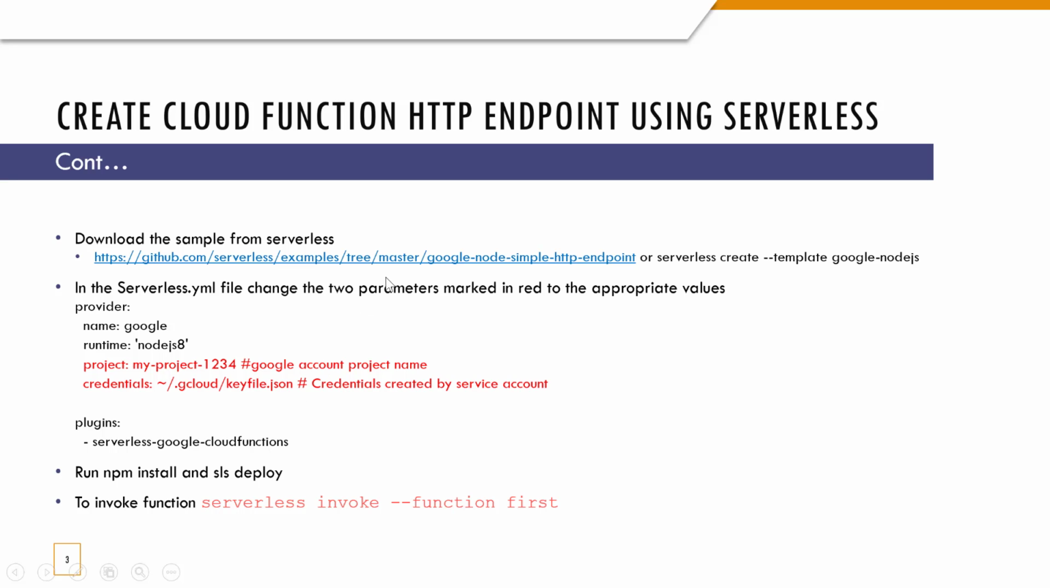So we will create a serverless.yml file using the default template that's given by serverless. Once we've downloaded it, we need to change two parameters, the project and the credentials. The project will be the one in which your cloud function will reside, and the credentials will contain the path to the JSON file that you've created using your service account. After that, you just need to run an npm install and deploy it using SLS deploy. And to invoke that function, you just need to run the serverless invoke command. So let's start.